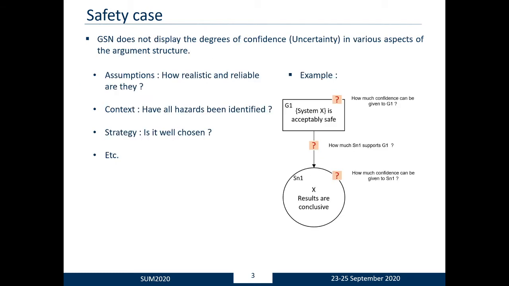However, in goal structuring notation, we cannot show the degree of confidence or uncertainty in many aspects of the argument structure. For instance, in this example, we cannot estimate the degree of confidence in the goal G1 or in the solution SN1. The same goes for all the components of goal structuring notation.